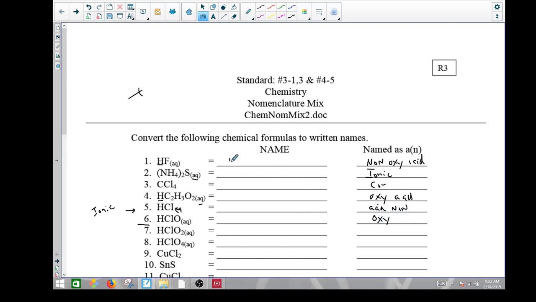So, non-oxy acid. This one is going to be hydrofluoric acid. Next one, that's the name of the cation, name of the anion for an ionic compound. The name of the cation never gives quantities. It's ammonium, and that is sulfide, the negative version of sulfur.